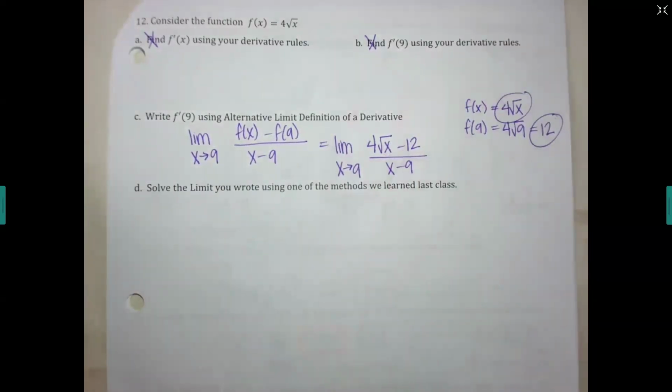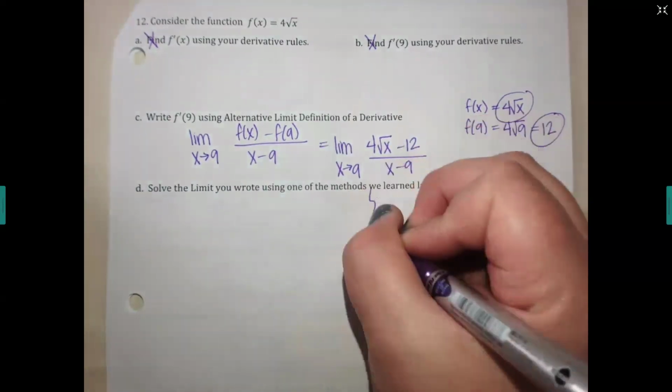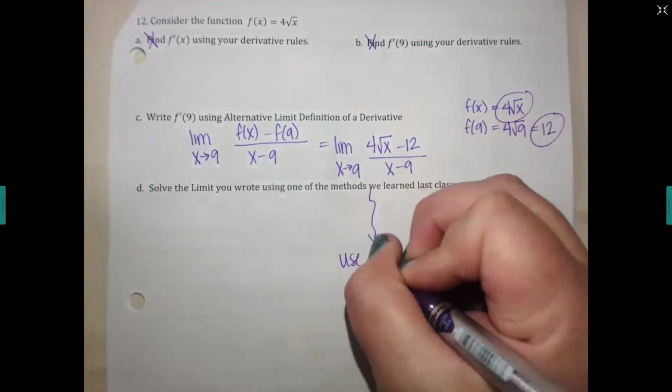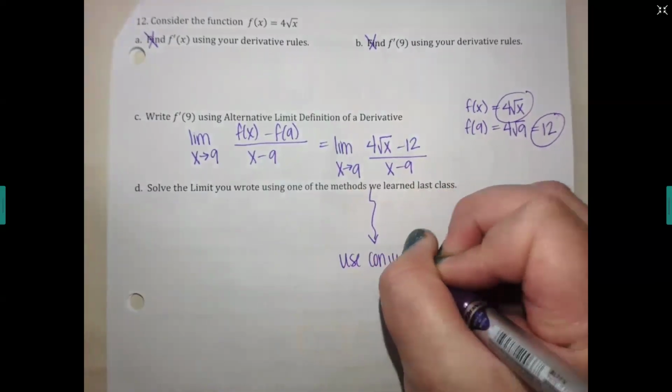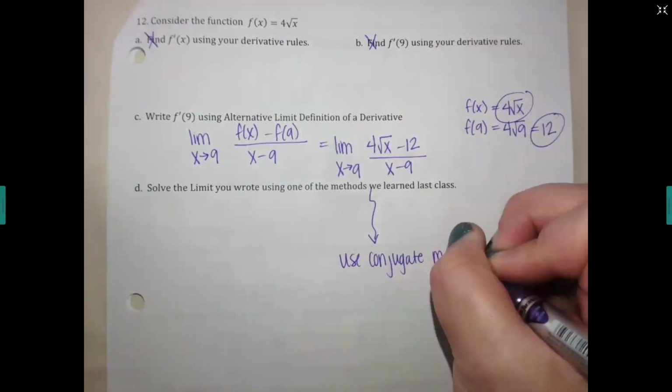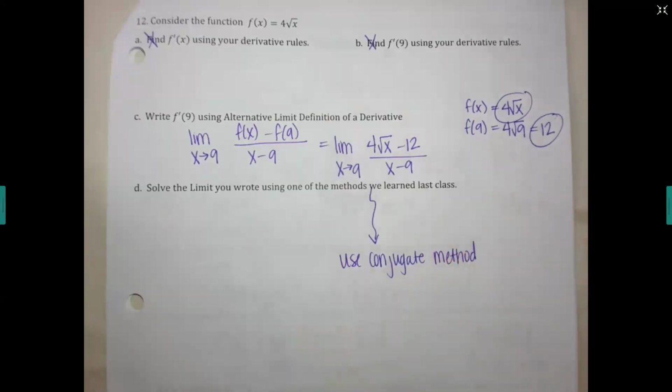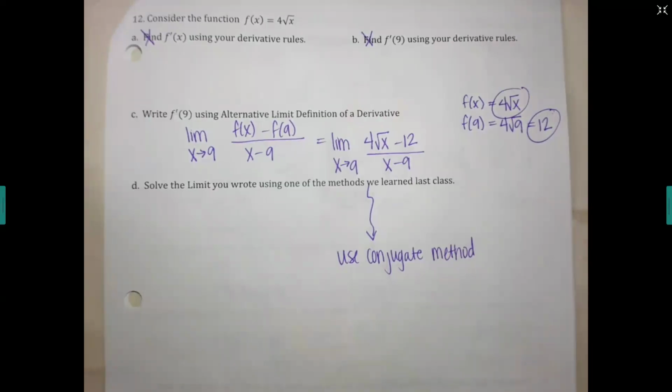Now, if I made you pick a method, what method do we pick for stuff with square roots? You would do the conjugate, which I'm not going to make you do. But you would use the conjugate method if you wanted to solve this one the long way, because if you plug in 9 for the limit, you'd get 0 over 0. And that would mean that you have to do more. And out of the strategies, conjugate is what we do for square roots. Okay, you get the idea?